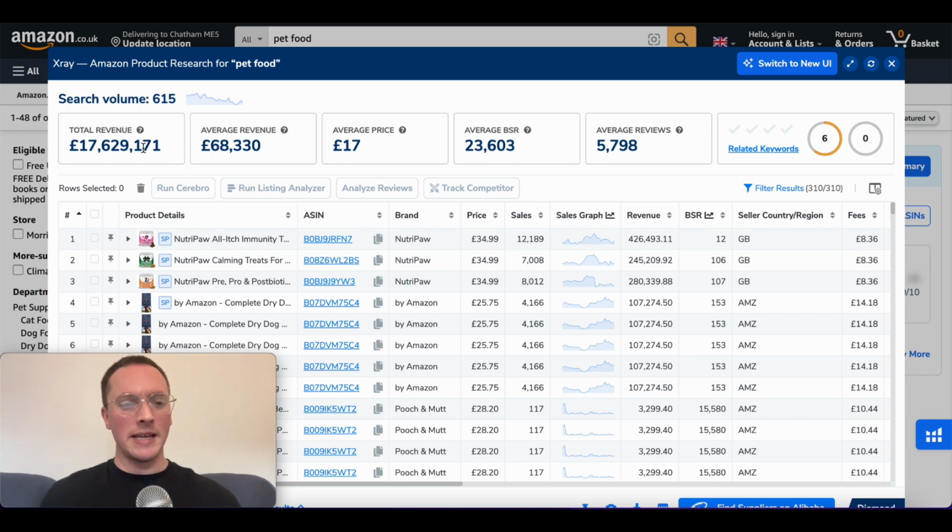The next thing you're going to notice here, guys, is the total revenue. So you can see your total revenue for that particular keyword. We can see the average revenue, and we can see the average price. Now, the average price is actually one of the most important things here. Along with the search volume, knowing there's people actually looking for your particular products, the average price is extremely important.